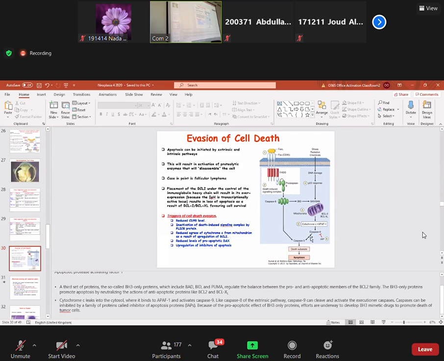And finally, by increasing certain molecules in the cytoplasm known as inhibitors of apoptosis, the IAP, they are going to upregulate the IAP. By upregulating the IAP, it will go after the caspase 9, cleaving the caspase 9. So again, the death signal is not going to continue to the caspase 3, and the cell will live on.